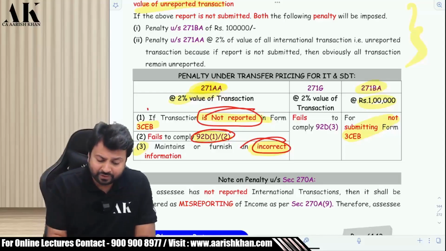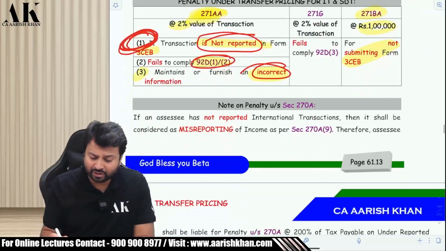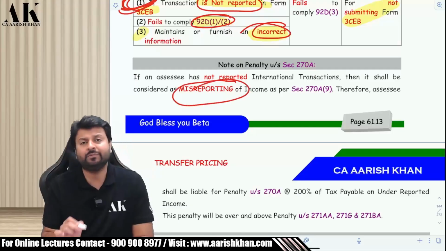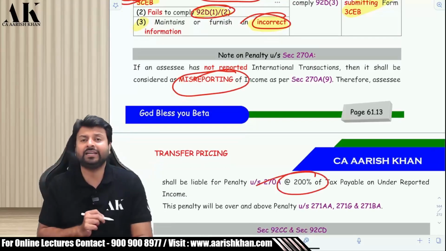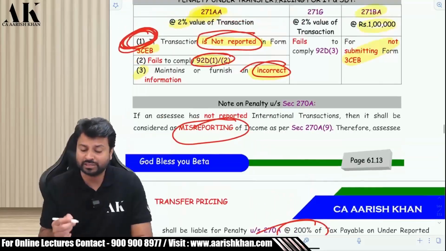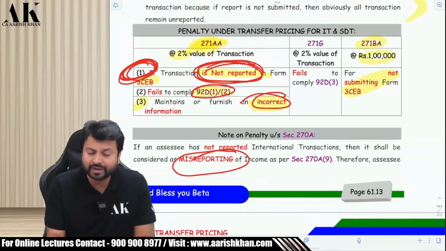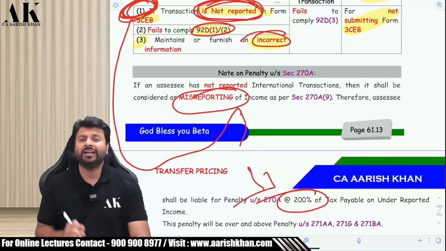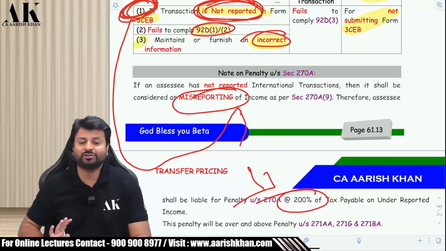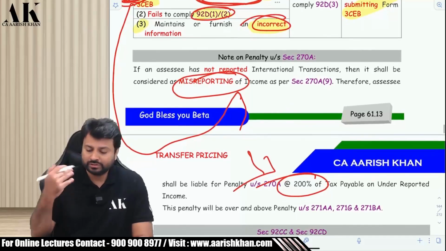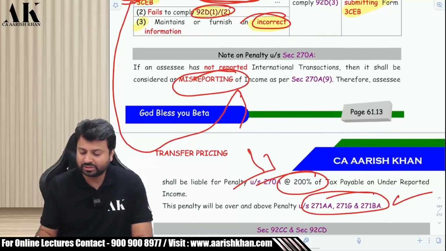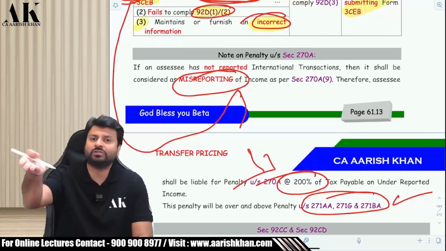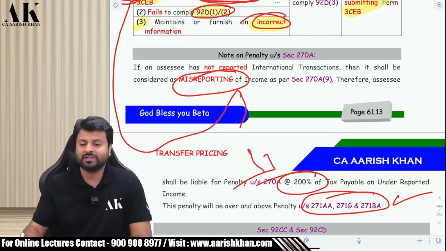Apart from that, if you do not report a transaction, there will also be a misreporting of income which will be considered, and there will be 200% penalty. 200% of the tax payable will be imposed as penalty. So if you do not report a transaction, there is one more penalty here which is coming, which is 200% of your tax payable. That penalty will also be imposed on you over and above what? 271AA, 271G and 271BA. Over and above all this penalty, 270A will also be imposed, 200% of the tax payable.